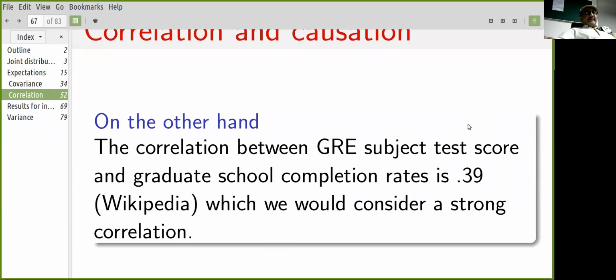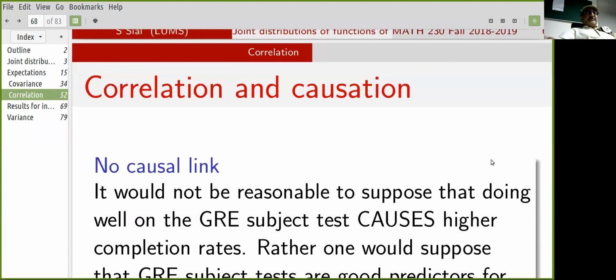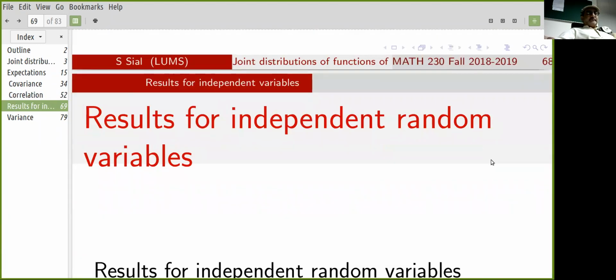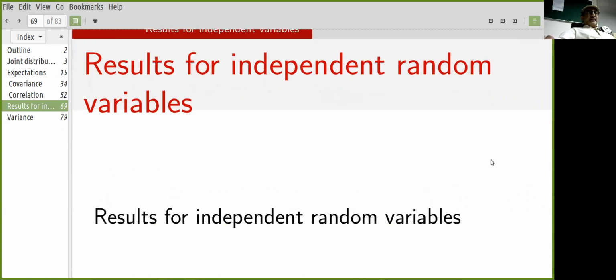correlation between GRE test scores and graduate school completion rates is 0.39. Consider that a strong correlation, but doing well on the GRE is not the cause of graduate school completion. Okay? So there's no causal link between the two of them.